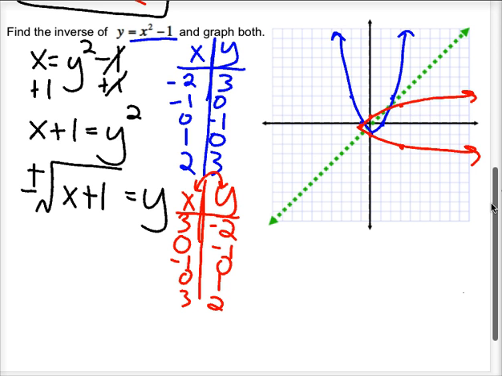Now that is all the notes that I actually have for you today. So please make sure you have all this written down, the graphs plotted, and then we will do our practice work in class.